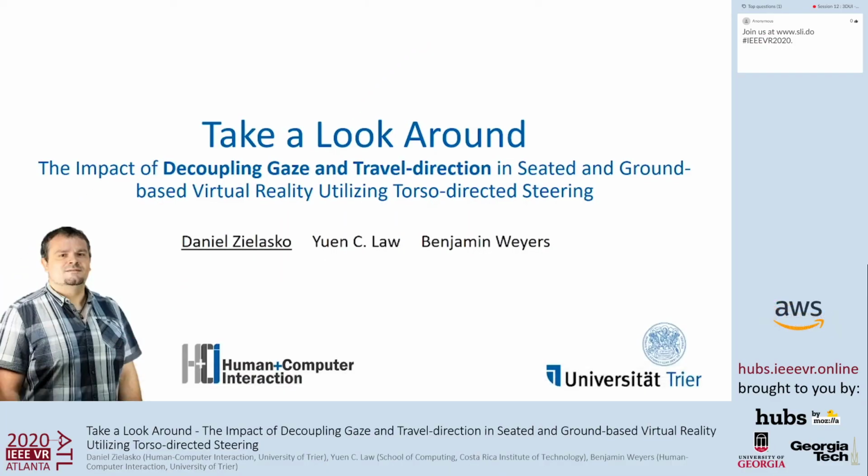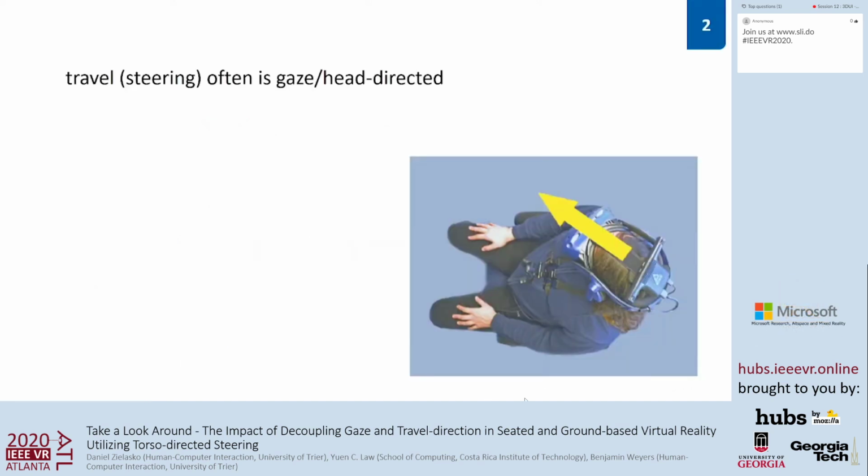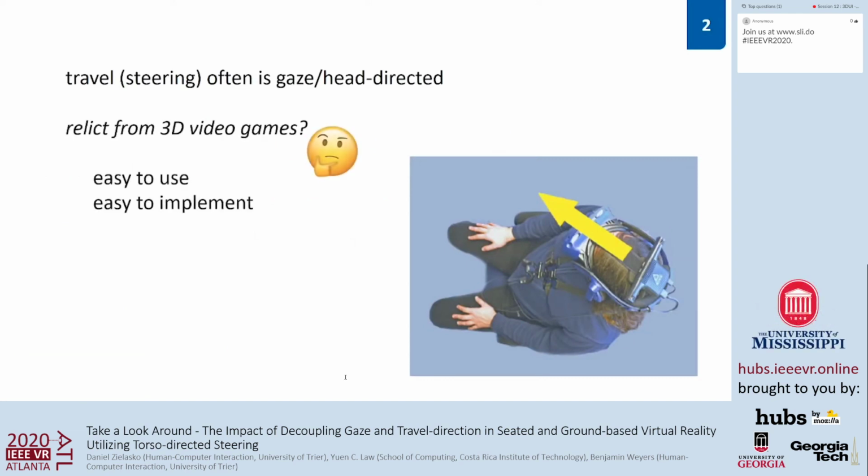Hello everybody. My name is Daniel Zelasco, and together with my colleagues Yuan Law and Benjamin Byers, I had a look at the impact of decoupling gaze and travel direction in seated and ground-based virtual reality utilizing torso-directed steering. Travel, or better steering methods in VR, are often gaze or head-directed when an HMD is used. And while being different to reality, it actually works quite well. One reason might be that in first-person video games it has always worked like that, because there is technically no difference between the head and the body.